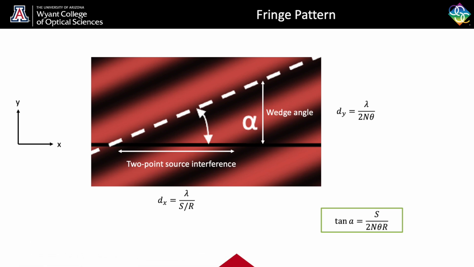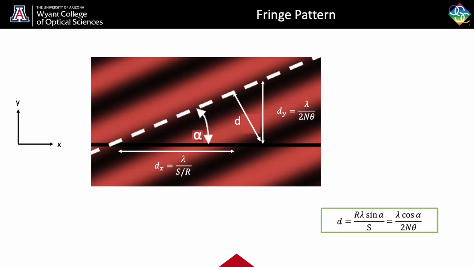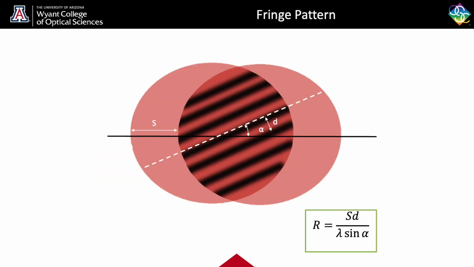Putting this all together, you get the equation for alpha. Finally, we need to measure the fringe spacing d. The equation for d is straightforward. Combining these three measurements allows us to solve for the radius of curvature of the incoming beam.